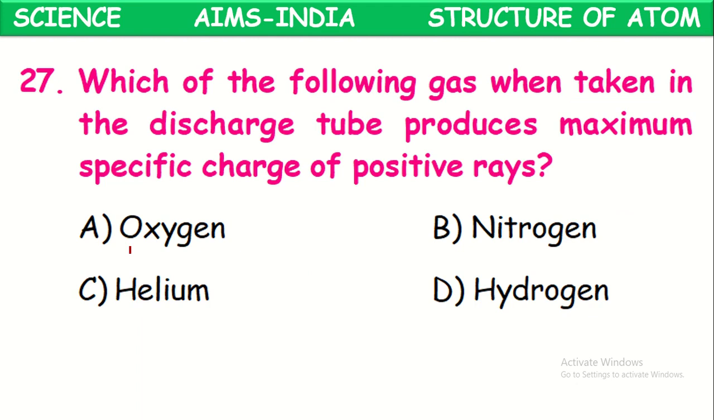So, the next one. Which of the following gases, when taken in the discharge tube, produces maximum specific charge of positive rays? So specific charge. Specific charge means it is the charge by mass ratio, e by m ratio. The e by m ratio will be greater for hydrogen. Hydrogen gas will produce maximum specific charge of positive rays because it produces H plus ions. For the H plus ions only, the e by m ratio will be greater.